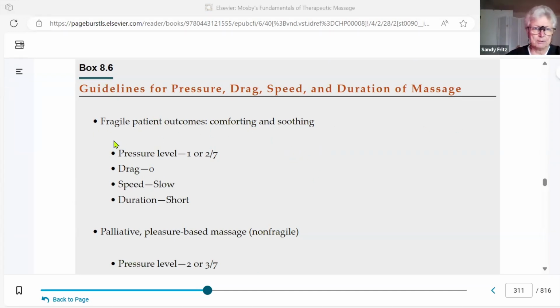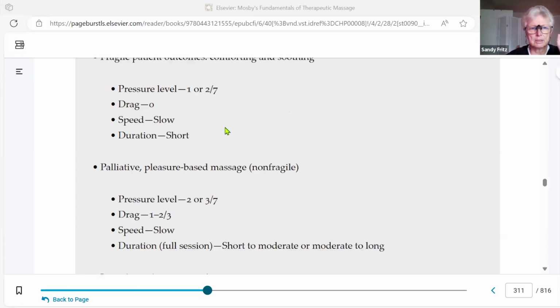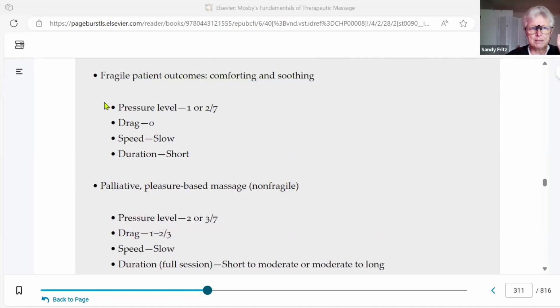So here's an example. A fragile client, patient, outcomes comforting and soothing. So this would be palliative. Pressure levels 1 or 2 out of 7, little or no drag, slow speed, a relatively short duration. So that's somebody who is frail.